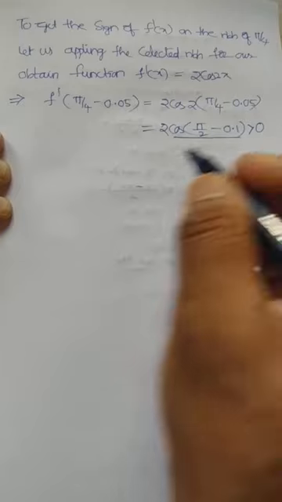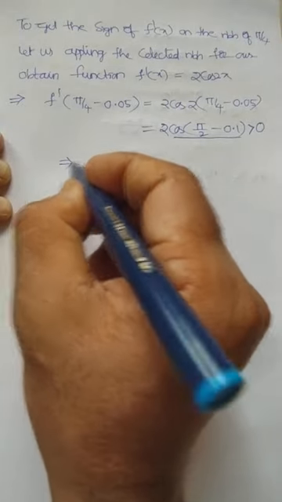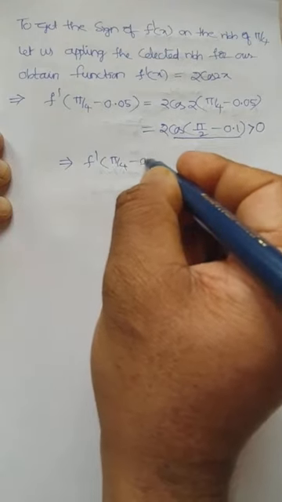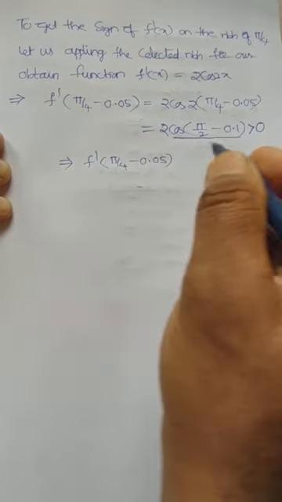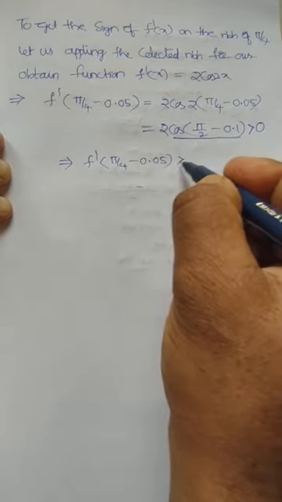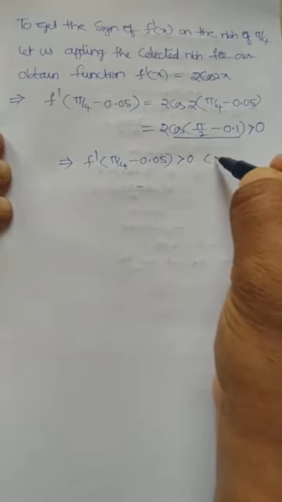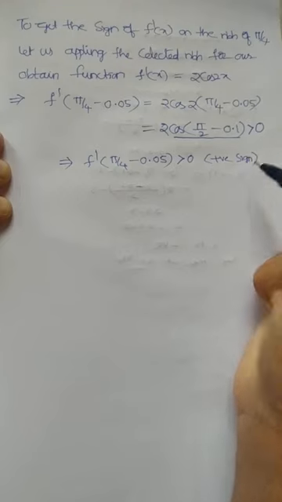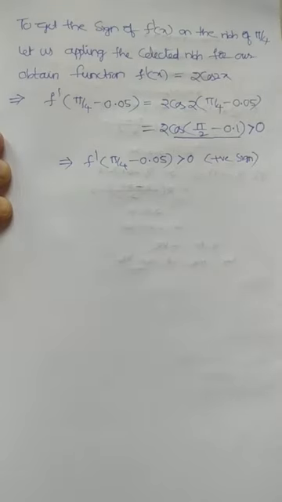That implies f dash of pi by 4 minus 0.05 is greater than 0, which means it is having a positive sign. Isn't it? It is a positive sign at this level.